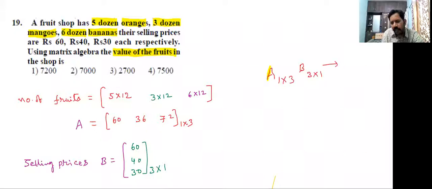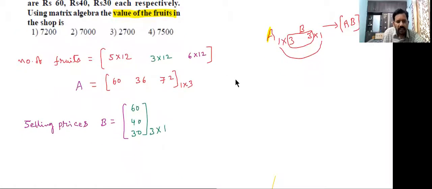After multiplication AB, what order do we get? The 3 and 3 are equal, so we get a 1 by 1 matrix. So we get a single value, that means the total value. Why did I take 1 by 3 and 3 by 1? Are you understood? We need the total cost, that's why: total value of fruits.